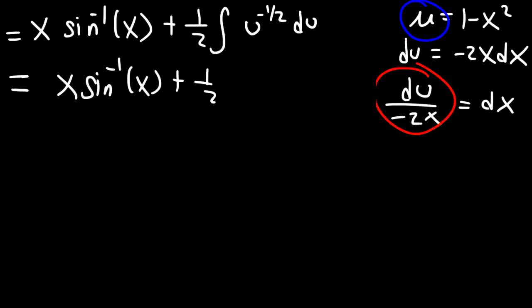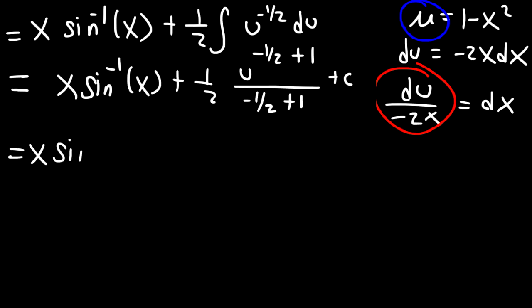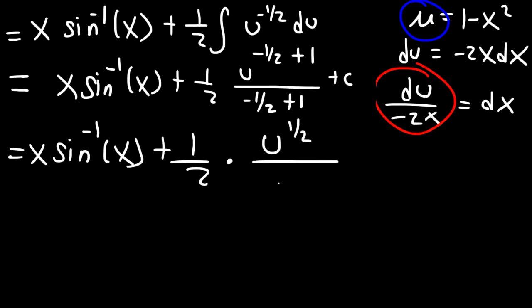And so it's going to be u to the negative 1/2 plus 1 divided by negative 1/2 plus 1, plus c. Negative 1/2 plus 1, that's going to be negative 1/2 plus 2 over 2, which is 1 over 2. So we're going to have u to the 1 over 2 divided by 1 over 2. 1/2 divided by 1/2 is 1. Let's not forget plus c.